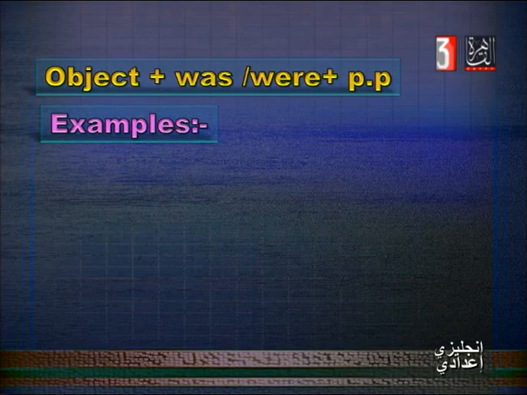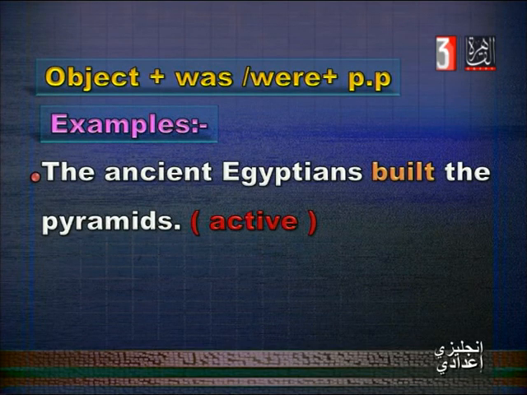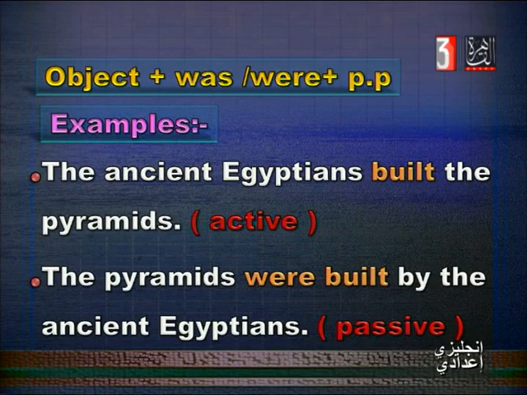Examples. The ancient Egyptians built the pyramids. Here is an active sentence. Who did this action? The ancient Egyptians, or the doer. Where is the verb built in the past form? The pyramids are the object. So I want you to change it into passive form. So the pyramids were built by the ancient Egyptians.